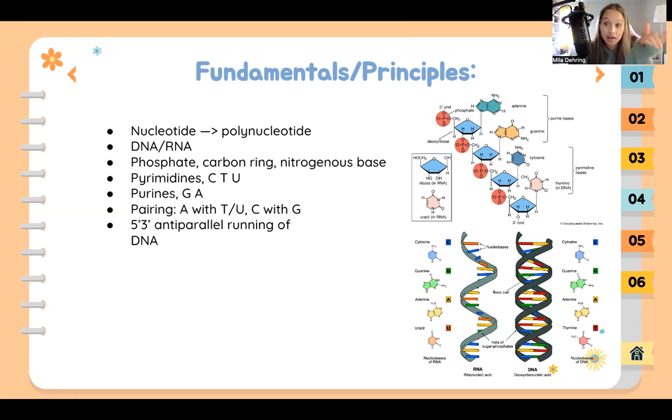So pairing. A will always go with T, unless it's RNA, where it'll go with U, so A and U, and then C and G together. So if you have one side of the DNA, you'll always be able to copy the other side. And these run in anti-parallel forms. There's a 5 end and a 3 end, which determine where the unlinked carbon chain is, and this will be opposite.